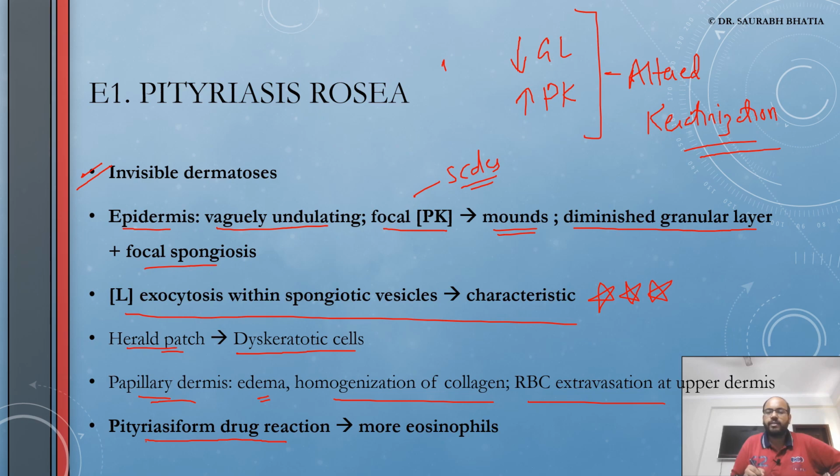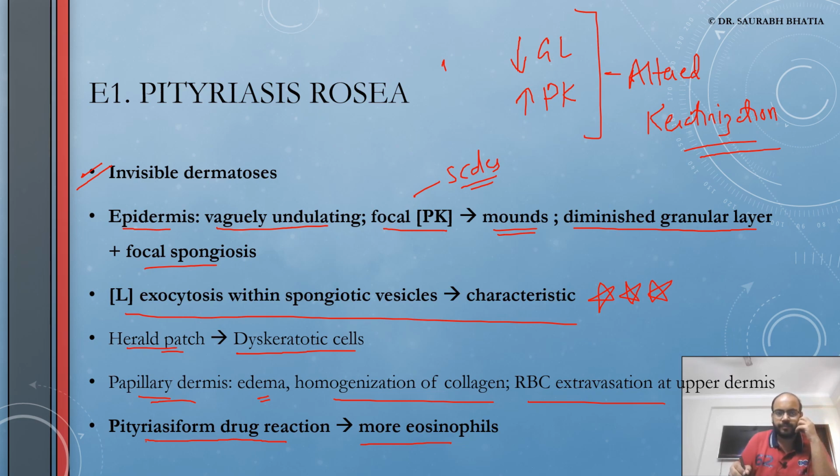Why? Because the cells are not able to form good granules, and if they don't have good granules, they will not have a good granular layer. And the cells are not being able to make granules, they are not able to mature themselves properly, immature cells will reach stratum corneum. And what do we mean by immature keratinocytes?